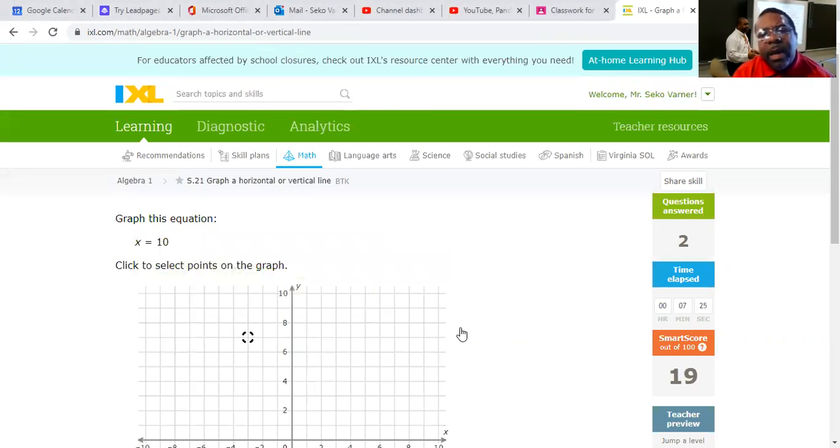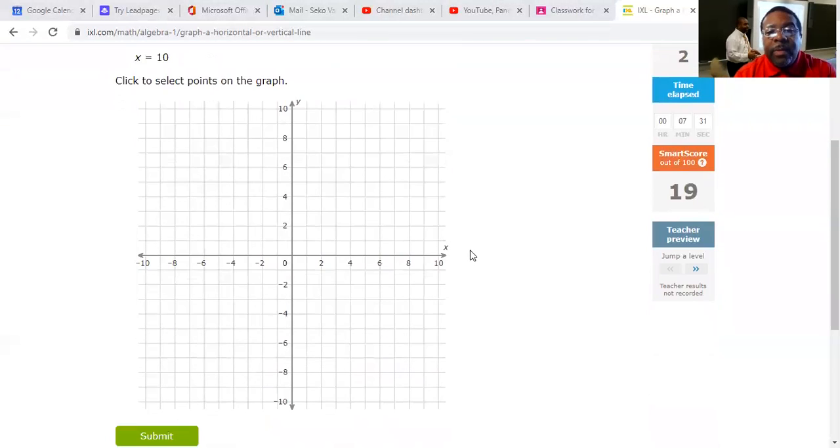All right, so I want you to keep it up, and you're going to take it from here. This next one is x equals 10. Here's the x line. Here's 10. What are you going to do? I'm sure you can figure that out, okay?